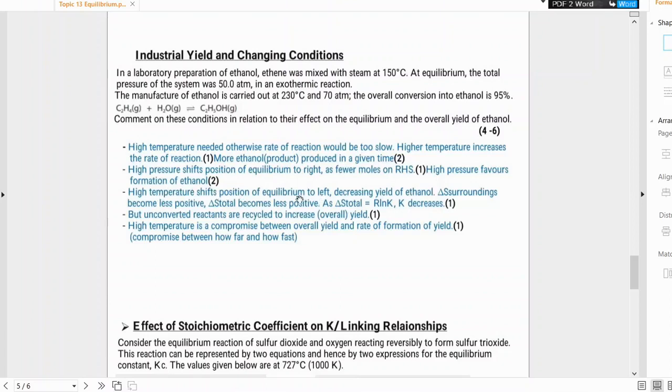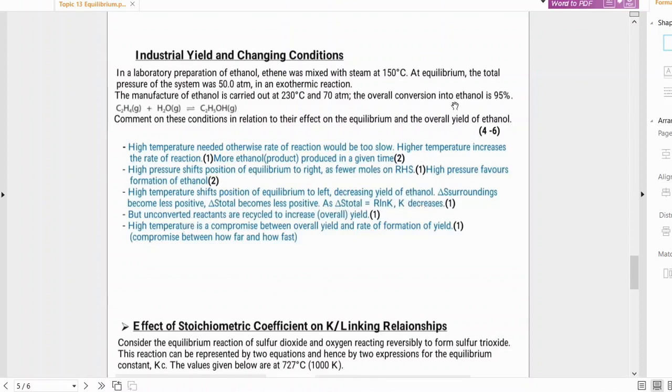Yes, it does shift it to left, decreasing yield of ethanol. It does increase the rate of reaction, does increase the how fast, but decreases the how far. Decreasing yield of ethanol: entropy change of surroundings becomes less positive. Yes, entropy change of surroundings does become less positive. So total entropy change becomes less positive, as total entropy change is equal to R ln K. Therefore, K decreases, and if K decreases, yield of ethanol decreases.